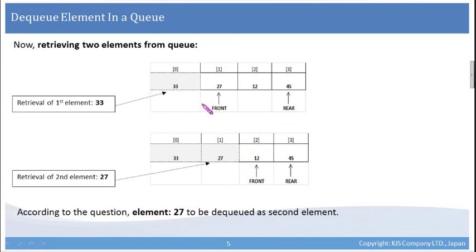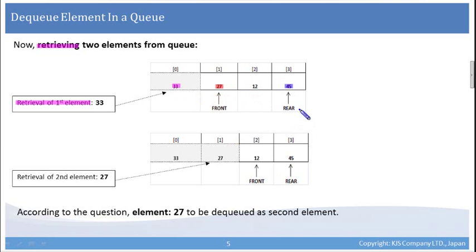Now let's see what happens when we are retrieving elements from the queue. We're going to retrieve 2 elements from the queue. First of all, as it says in the question, retrieval of the first element, 33. So we are removing 33 from the queue, and the front is now 27. Elements will be removed from the front, not the rear. So 33 was removed from the front, and 27 is now at the front, and the rear stays as 45.